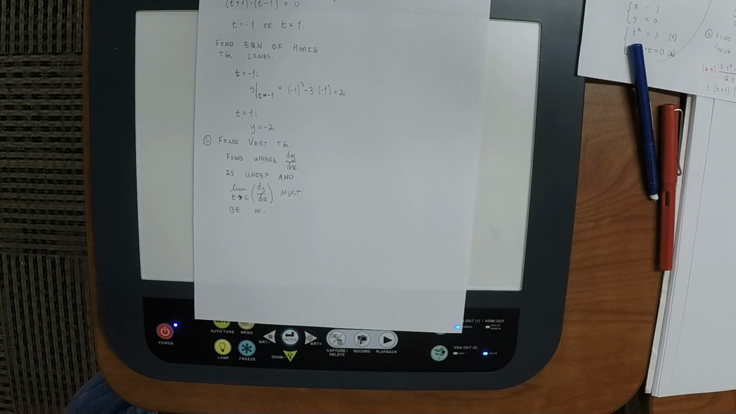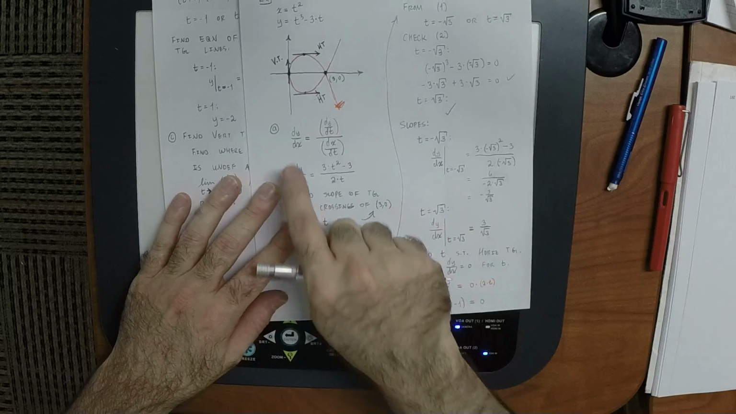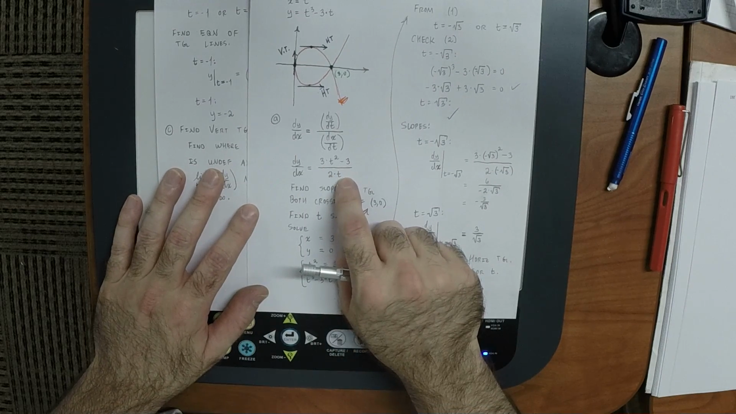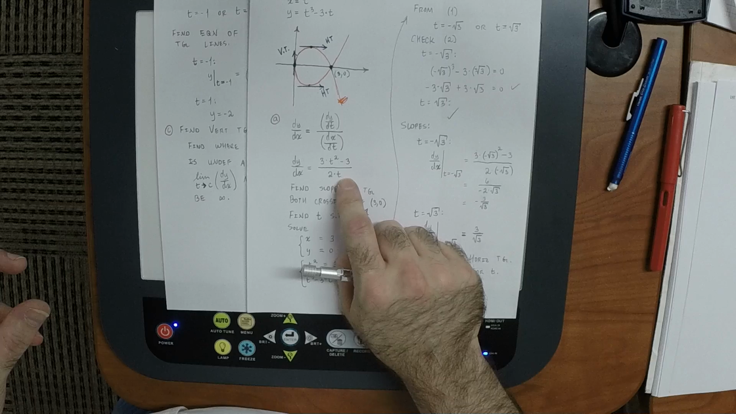When dy/dx is 0. But after all, here we have that formula for dy/dx, and it looks like that. The reason why it looks like that is because y is not actually a function of x. They're actually both functions of t.